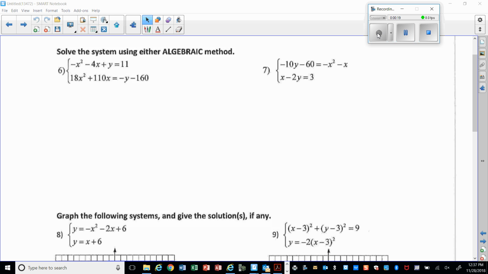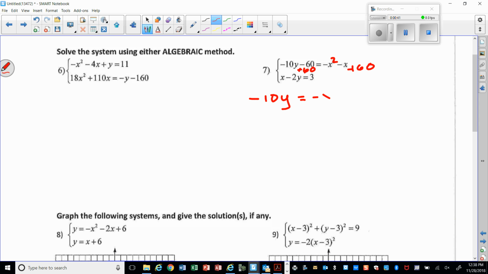So what I'm going to do is, since I have a quadratic right here, since this is x squared, I'm going to get the y on one side and all the x's on the other side. So I'll leave this as negative 10y, and I'm going to add 60 to both sides here. So I have negative 10y equals negative x squared minus x plus 60. All right, that's how we write a quadratic. Go from the highest exponent to the lowest.